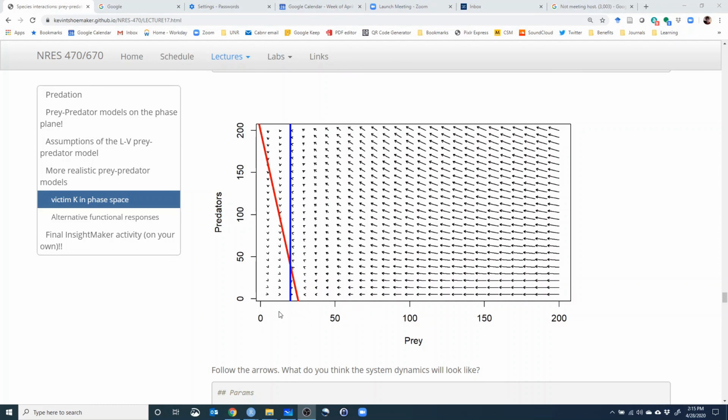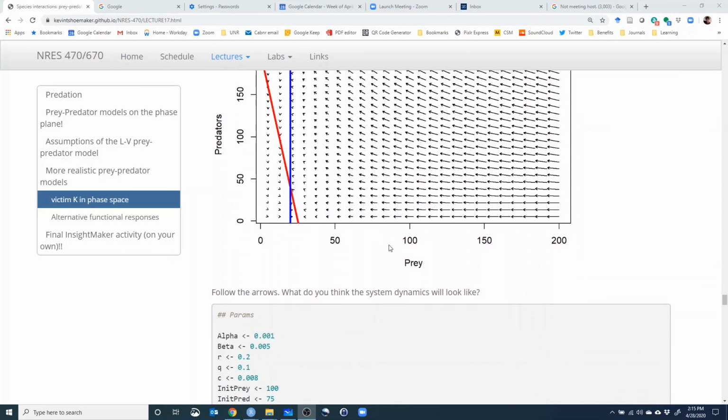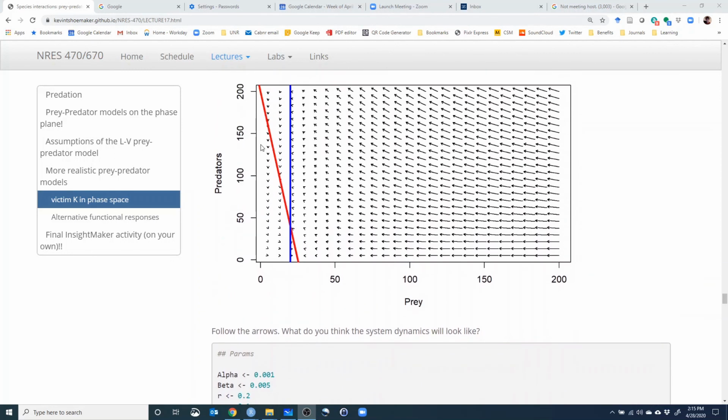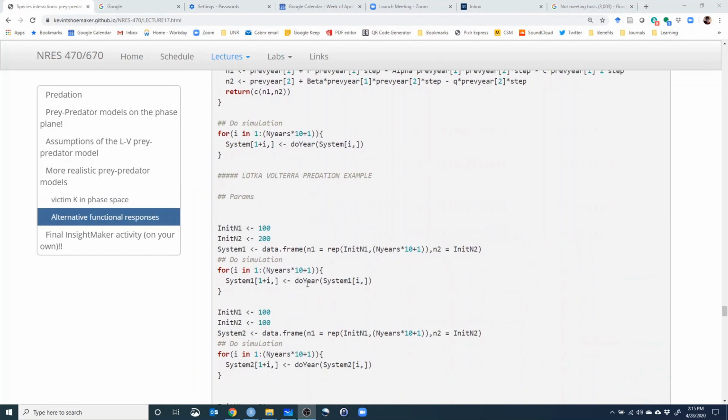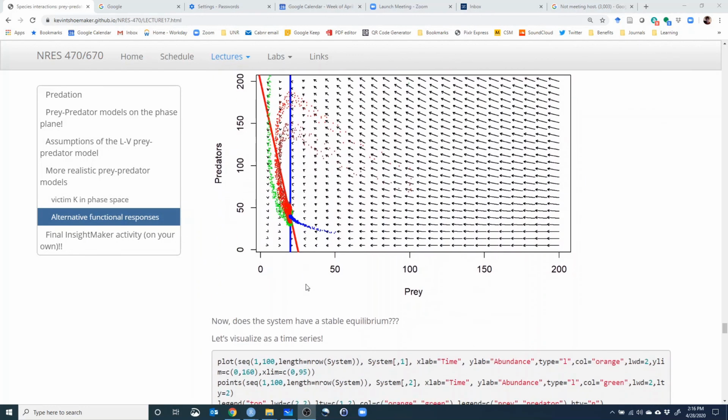So at really low prey abundances, the growth rate of the prey population is fairly high, and it takes more predators to regulate that system than it does as the prey population gets bigger. They start to exhibit competition amongst each other for resources, and it takes fewer predators to control the population of prey until it gets up to carrying capacity. And so this model ends up, if you actually run this out in Insight Maker or R, by adding a carrying capacity to the prey population, we actually get a stable equilibrium in the system.